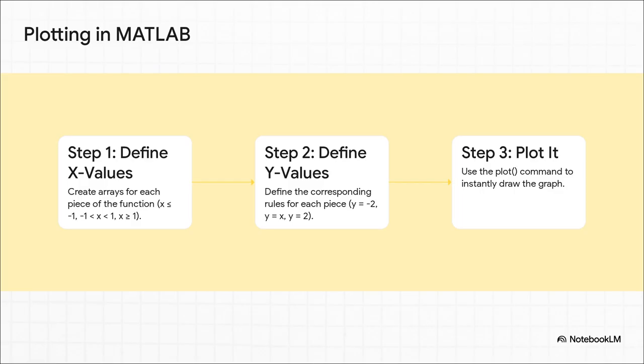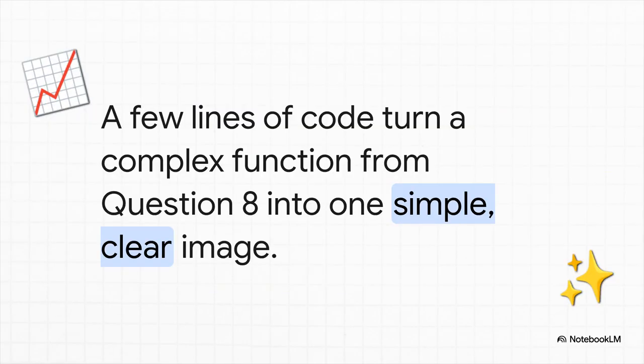But in MATLAB, it's just this beautiful logical process. You just tell it the rules for each section. You define the x values and what the y values should be for those sections. And then you just use the plot command. And just like that, all that abstract text on the assignment page is transformed into one simple, clear, perfect image. This is what MATLAB does best. It takes complexity and makes it visible. It makes it make sense.